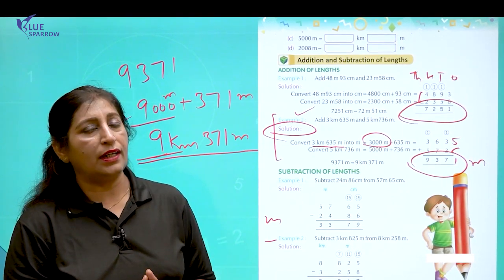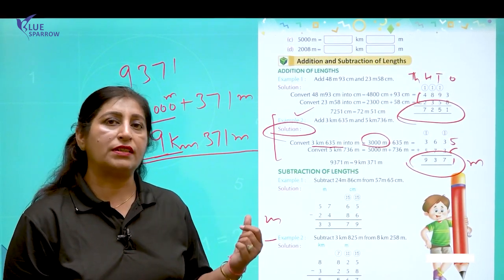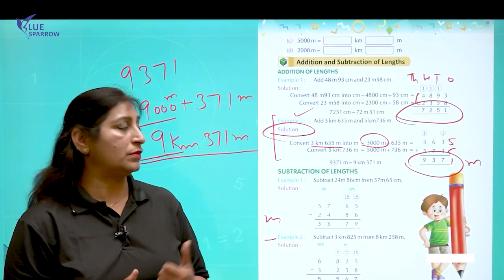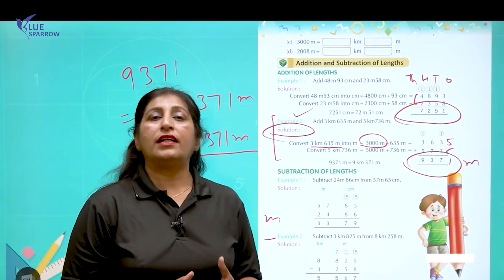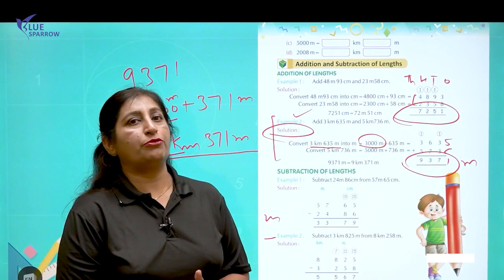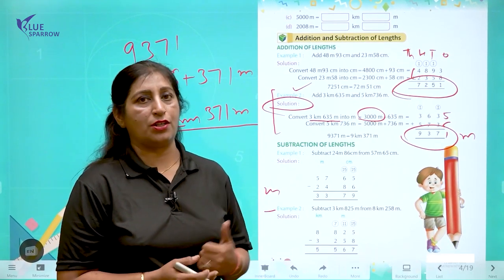So while doing addition of the lengths, keep in mind that firstly convert the lengths in the smaller unit and then add the numbers as we do the sums in addition chapter, and then finally convert the answer into the form in which the question was asked to you.